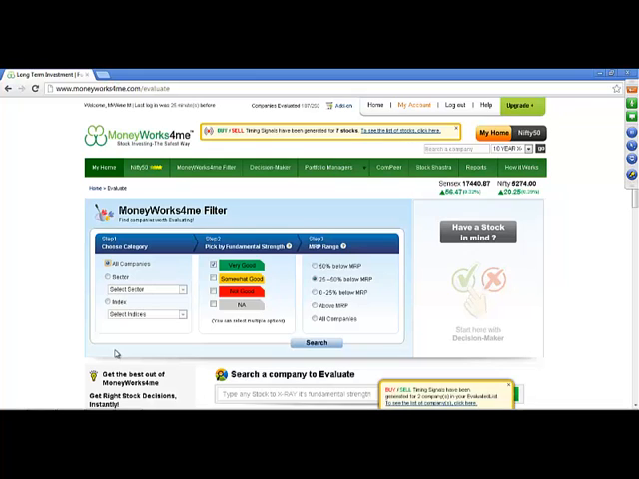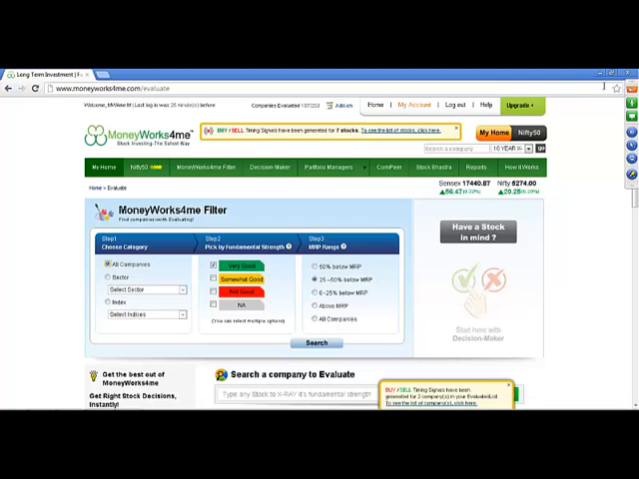The Moneyworks for me filter works through three very simple steps: A, you choose a category; B, the fundamental strength; and third is the MRP. Let's take it one step at a time. So I'll choose the category. Here I'll just keep it as all companies. The default selection that you see here is all companies.